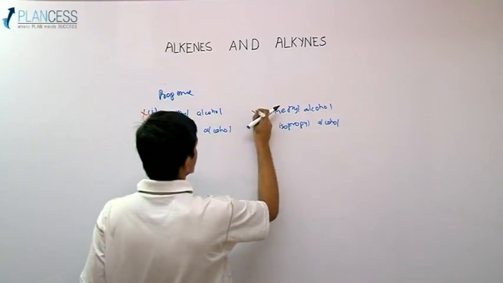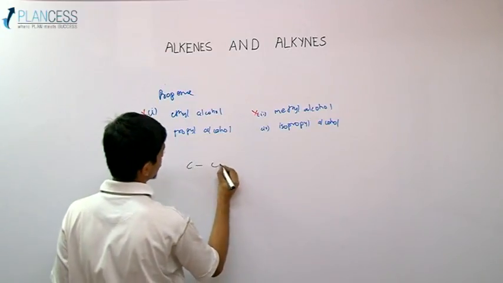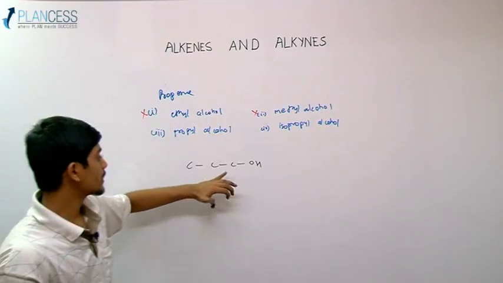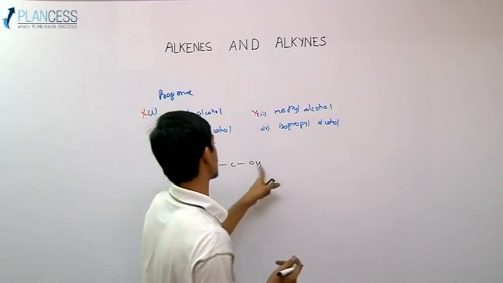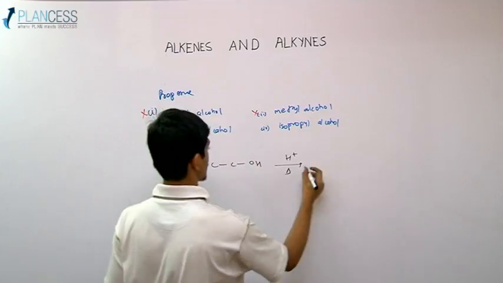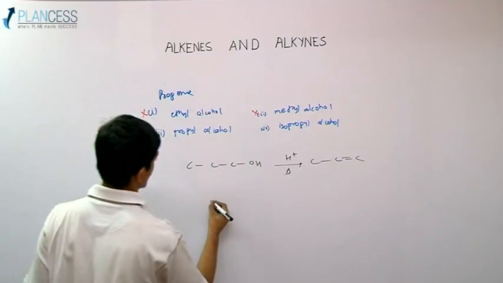Now let us see whether we can get propene from the other 2 alcohols. Definitely from propyl alcohol, at least we can get propene. Just do acid catalyzed dehydration and you will get propene. What about isopropyl alcohol?